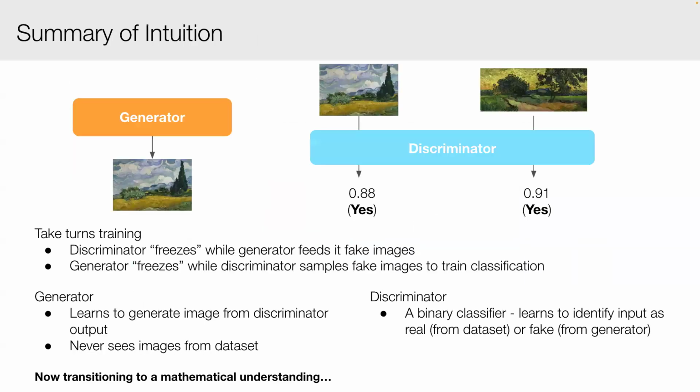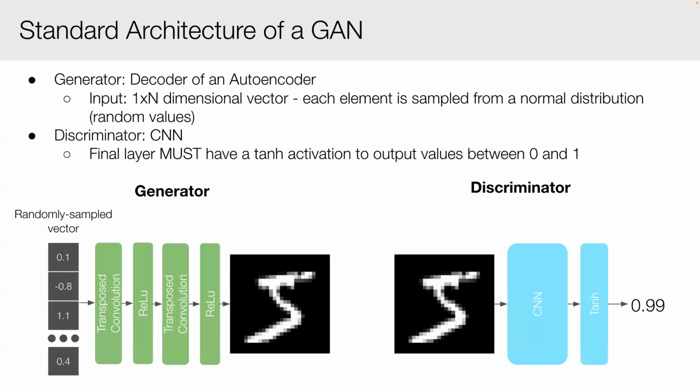So are we good on the intuition behind a GAN? They alternate, the generator trying to fool the discriminator. They take turns training, and the model architecture is mostly stuff we've seen before.